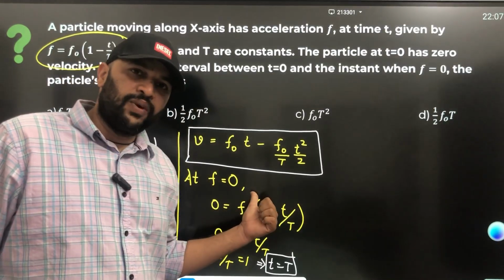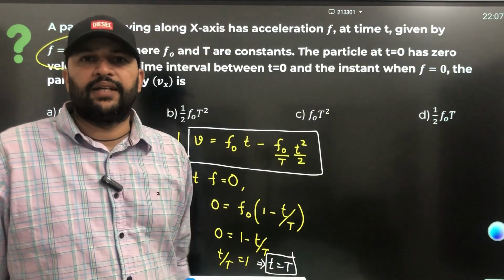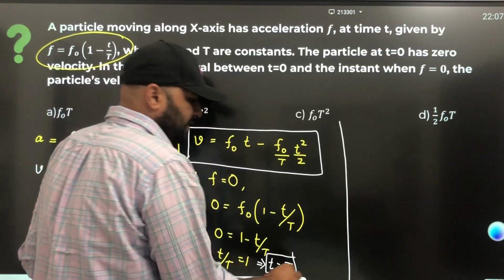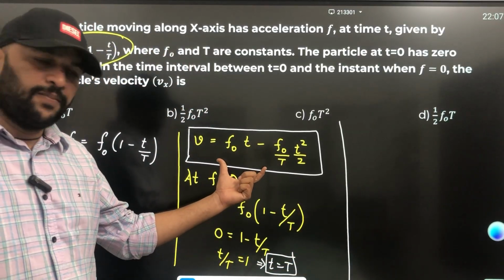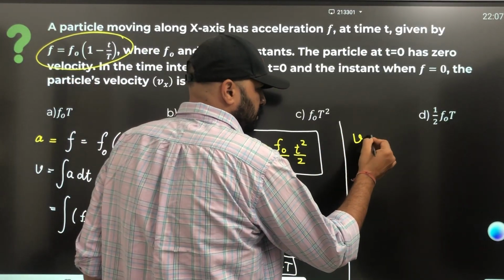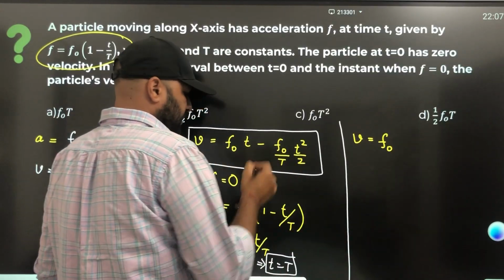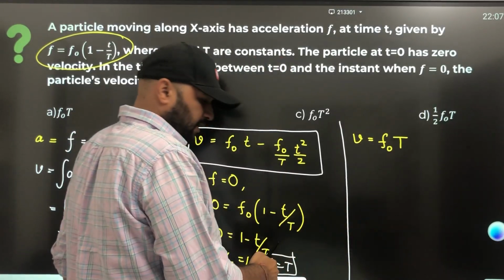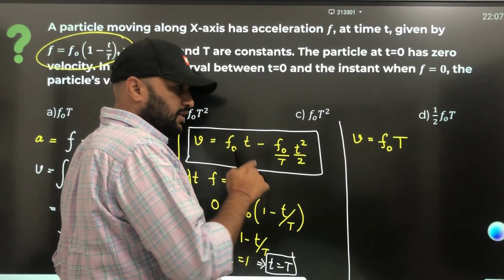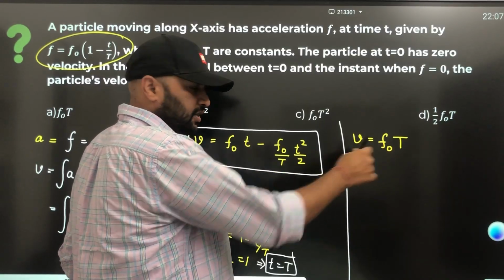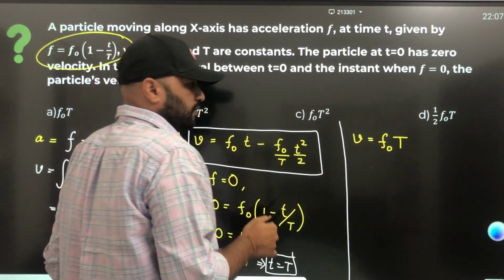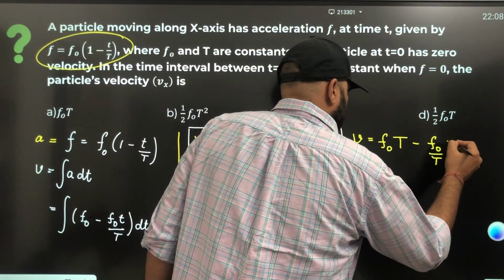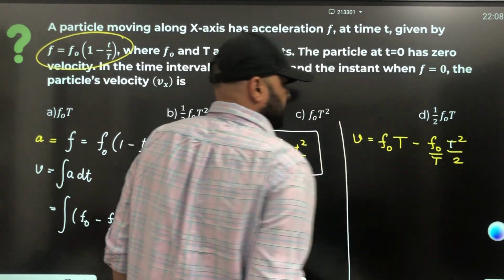This is a very crucial outcome. So f is 0 when small t is equal to capital T, and at that particular time, we have to find the velocity. So let's substitute small t as capital T in this particular expression, the general function of velocity. So v will be equal to f naught times capital T, minus f naught upon T times T square by 2. This is the velocity at the time when f is 0, a unique value of velocity. I hope this is clear.